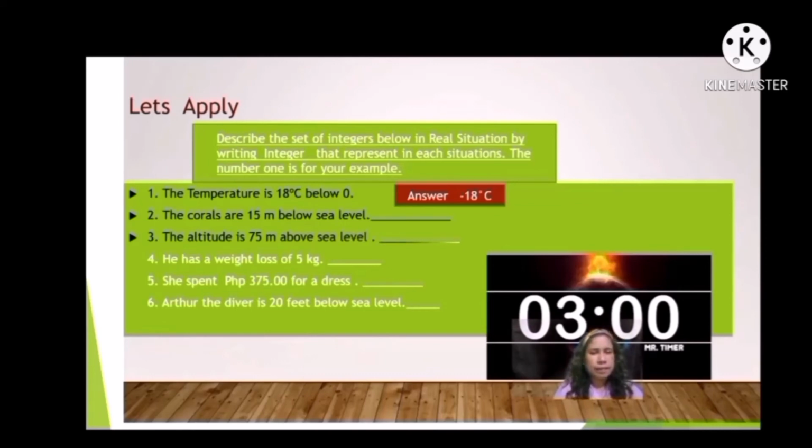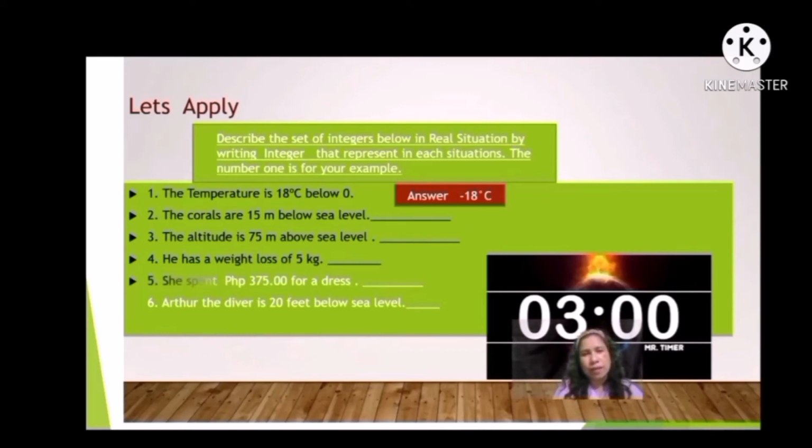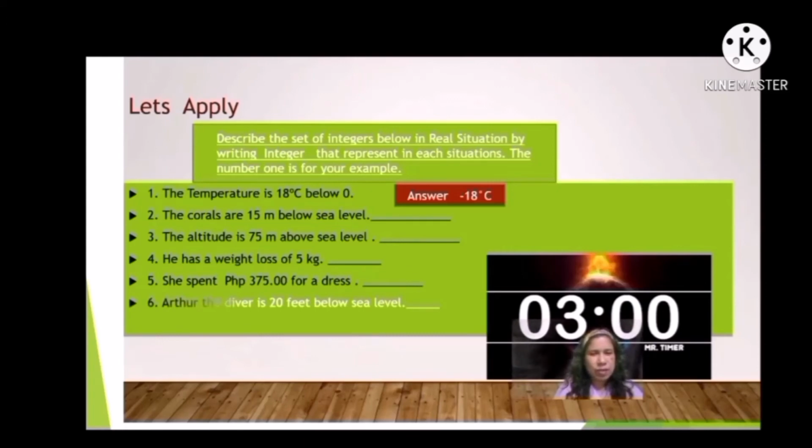Number 5, she spent 375 for a dress, yung damit. Number 6, Arthur, the diver, is 20 feet below sea level. You have 3 seconds to jot down your answer on your answer sheet and submit it to your class advisor.